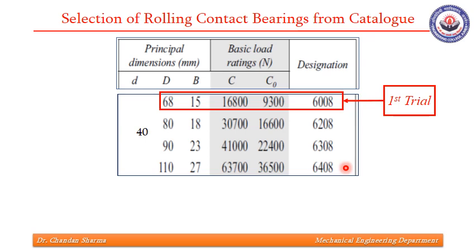So we'll start with the light series bearing. We'll use this as our bearing and take C0 as 9300, and then we start calculating the ratio FA by C0 and find X and Y.